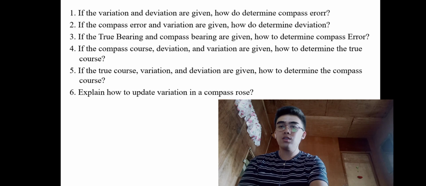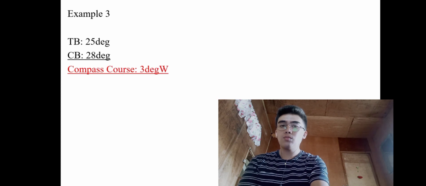And next question, if the true bearing and compass bearing are given, how to determine compass error? So calculate the compass bearing and the true bearing to get compass error. Example, true bearing we have 25 degrees and the compass bearing is 28 degrees. So we must subtract and we can get 3 degrees west. Why west? Because if compass is greater than true, the error is west, and if less, the error is east.